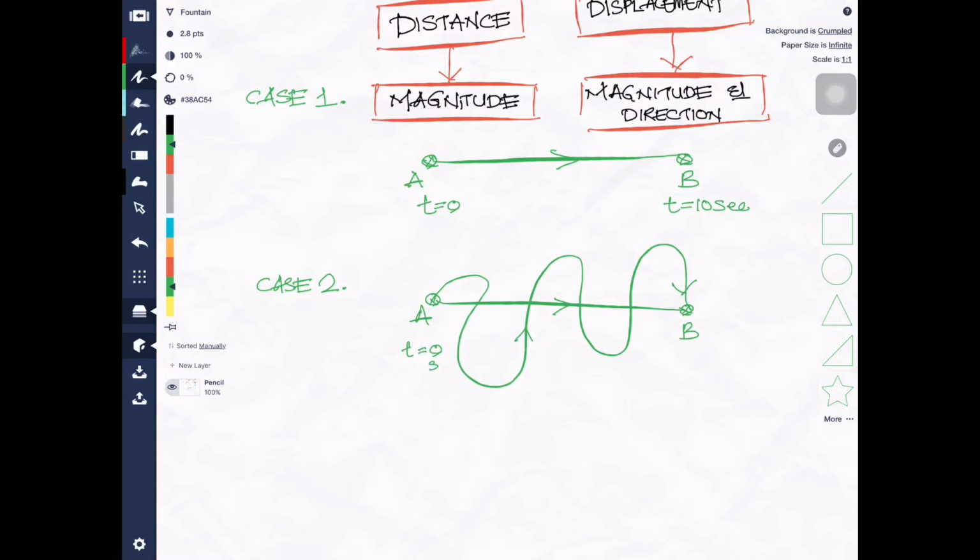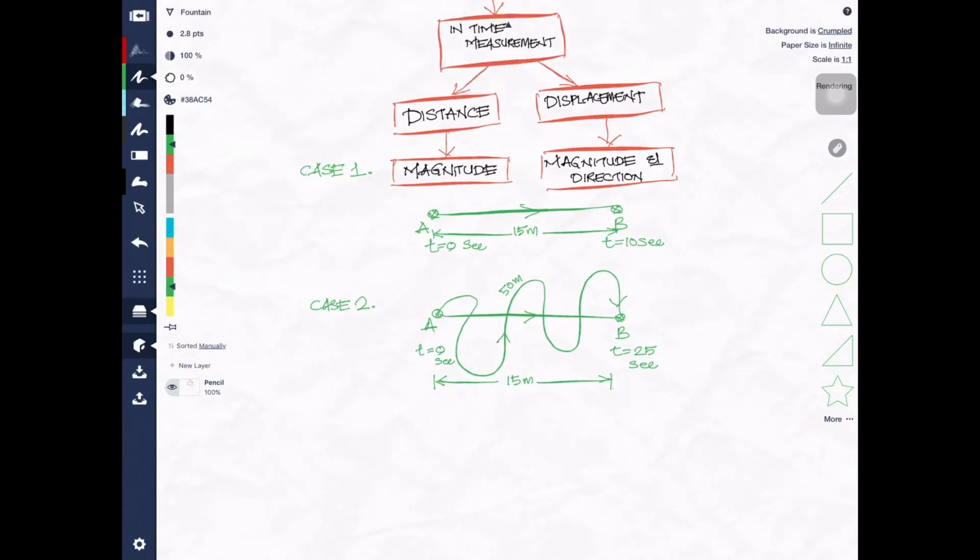But again, when we are trying to understand the difference between distance and displacement, the distance is actually the entire length of the path from A to B, so it will be 50 meters. But the displacement is the shortest path between A and B, which will again be 15 meters. So that is the difference between distance and displacement we are observing here.